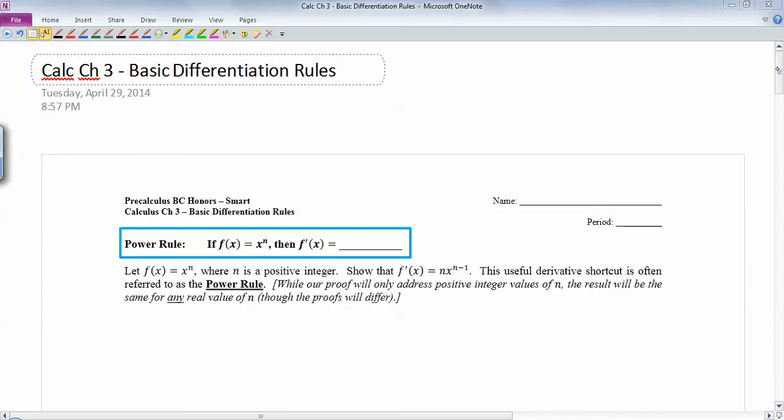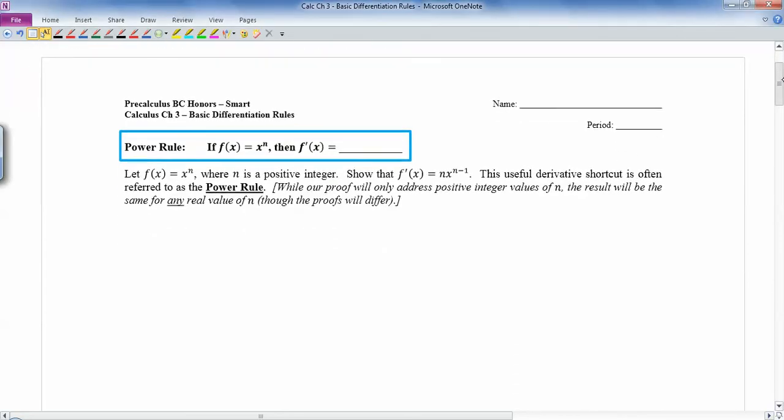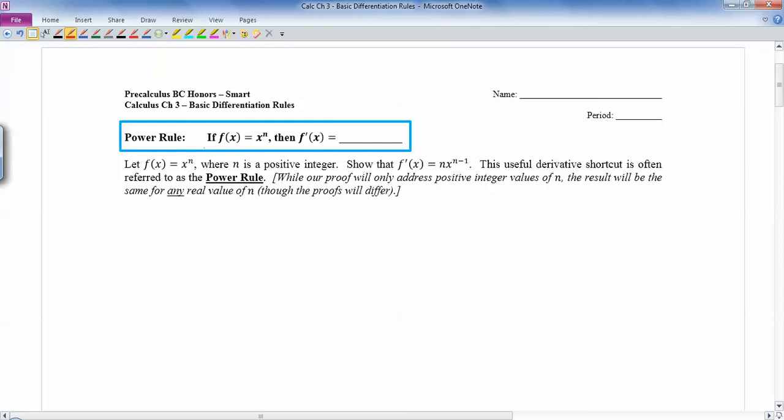In the last class, we talked about the power rule, which said if f of x equals x to the n, then f prime of x, we figured out based on some patterns, you essentially bring that power down in front and then lower the original power by 1. So it's n x to the n minus 1. We haven't proven it, we've just talked about it.